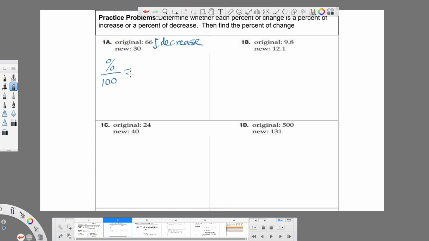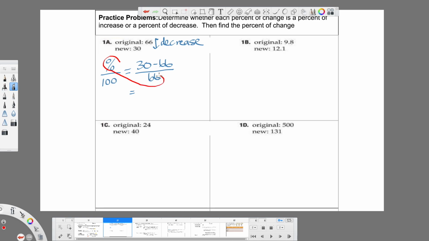Equals, so remember it's new minus original. So new minus original divided by the original. So that's always the pattern we use. Now that we have it set up, let's throw my equal sign here. We cross multiply just like we did on the last section.